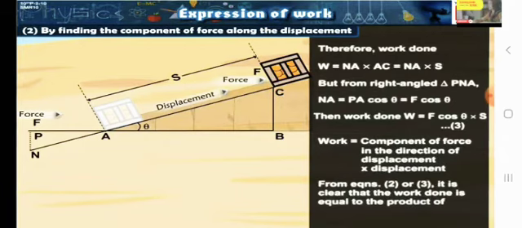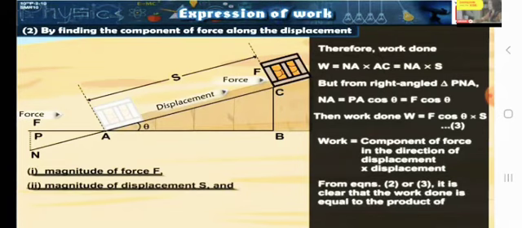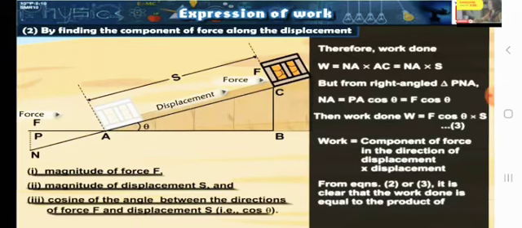From equations 2 and 3, it is clear that the work done is equal to the product of, first, the magnitude of force F, second, the magnitude of displacement S, and third, the cosine of the angle between the directions of force F and displacement S, that is cos θ.